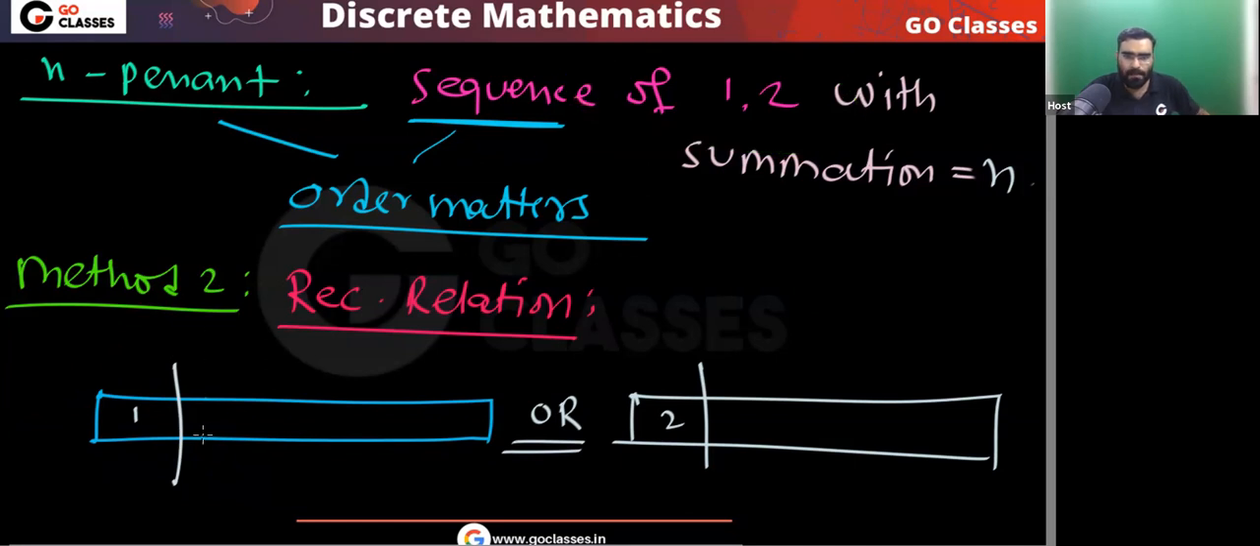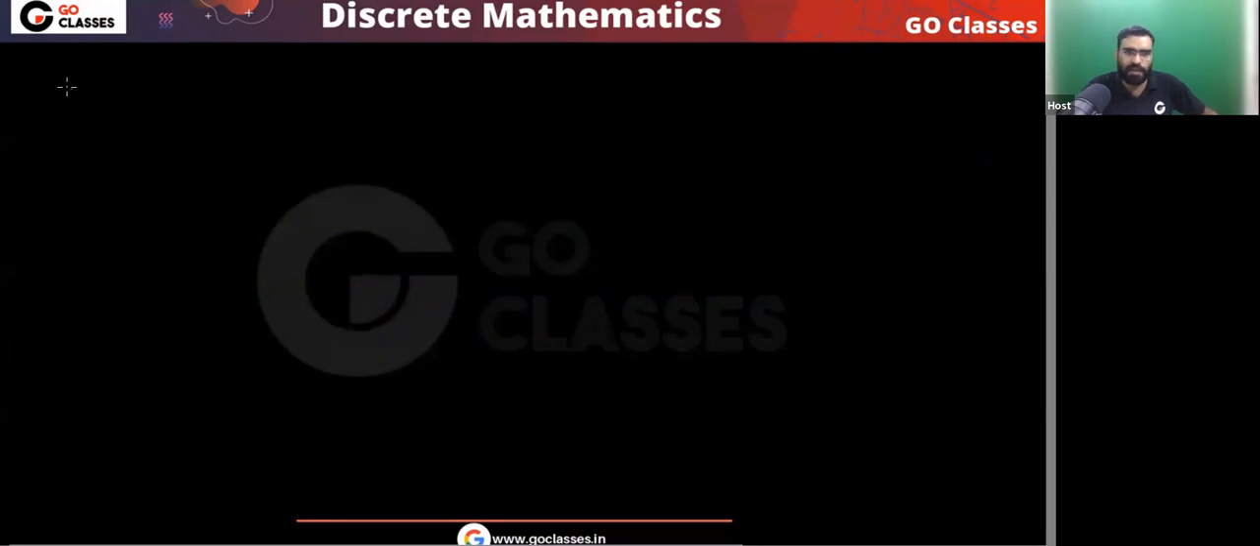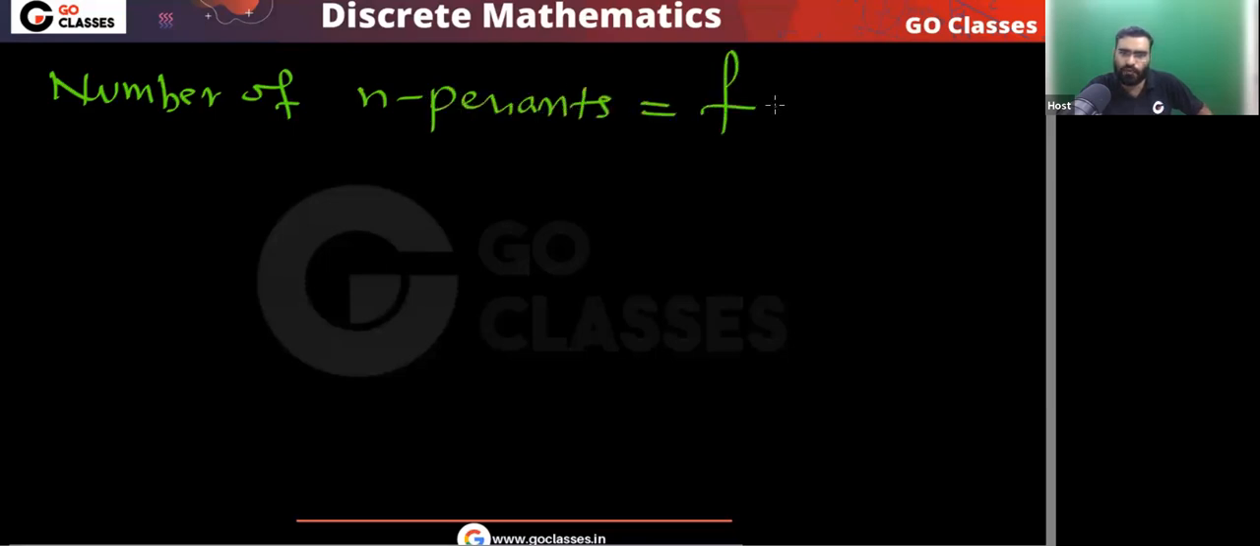Now you tell me, I want how many n pennants I can create. So let's assume number of n pennants is equal to f of n. Let's assume. Okay, that is number of n pennants.